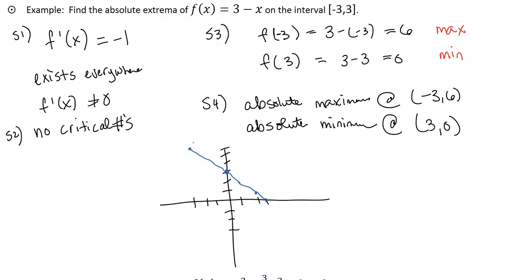And you can clearly see, and just pretend my line is straight here, the absolute maximum here at 6 and the absolute minimum here at 0. So sometimes you can visualize these a little bit better by graphing them, but this is the process to go through and find all of them.